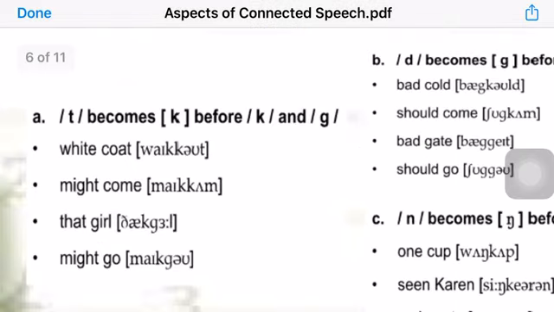Let's see some examples. T becomes K before K and G. White coat becomes white coat. Might come becomes might come. That girl. Might go.